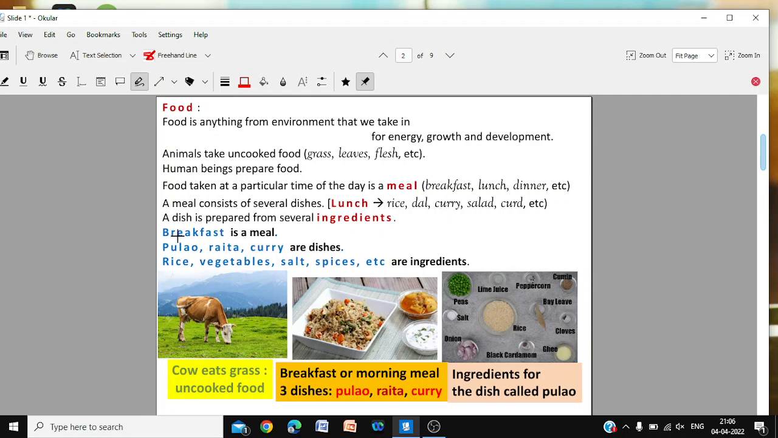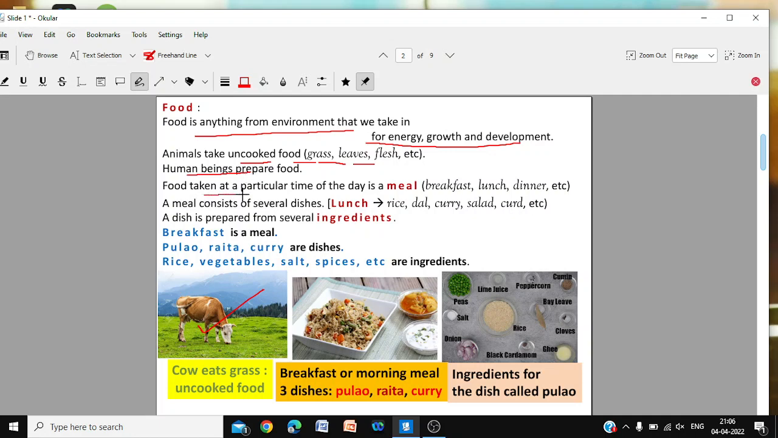First of all, what is food? Whether it is for humans or for animals, food is anything from the environment that we take in for energy, growth, and development. Animals take uncooked food: grass, leaves, flesh. Here you can see a cow grazing, eating grass. Uncooked food. Human beings prepare food.